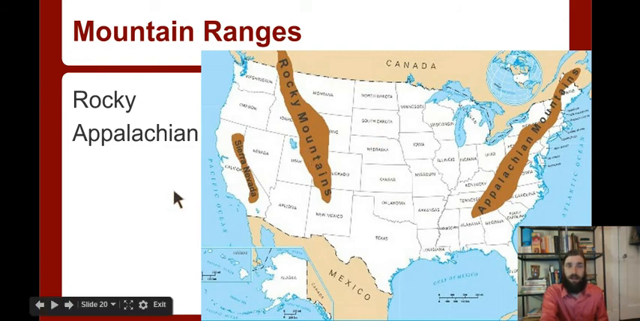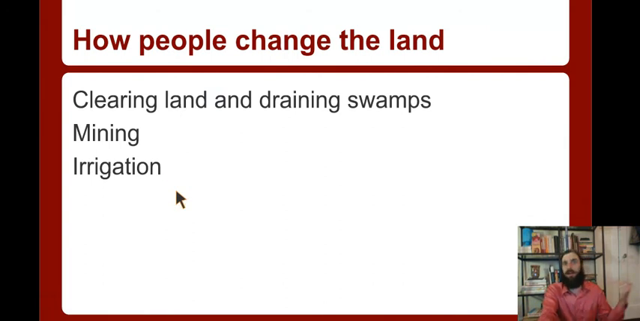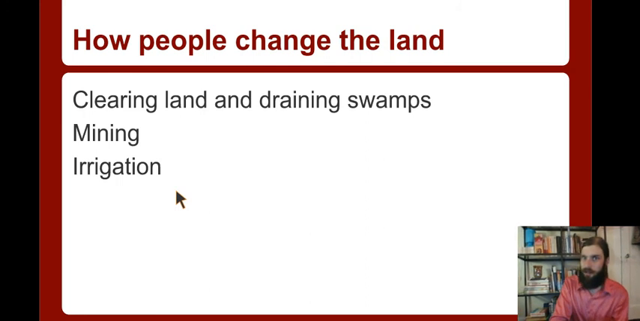All right? Now, also when we've talked about geography, we've also talked about how people change the land. They clear land and drain swamps so they can make room for farming and homes. They mine minerals out of the ground, like iron and gold, that they can use. And they use irrigation, where they make ditches to lead water to their crops. So when you're thinking about the land and geography, I also want you to be thinking about how people change the land.